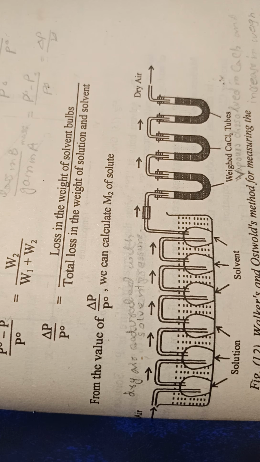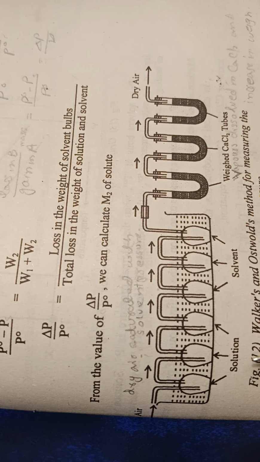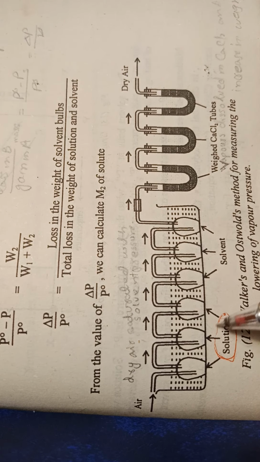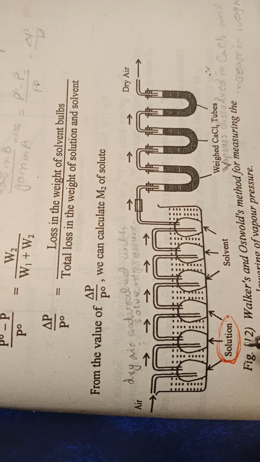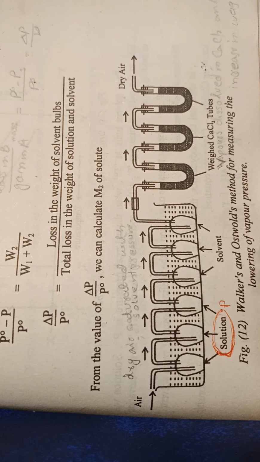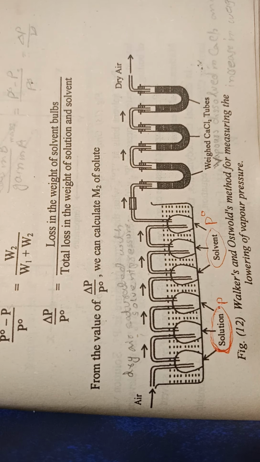The second method is known as Walker and Oswald's method. This is the dynamic method. In this method we have two types of bulbs. For these bulbs, the solution has vapor pressure P, and for these bulbs the vapor pressure is P naught.